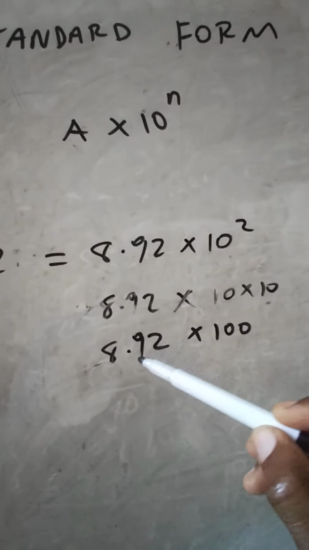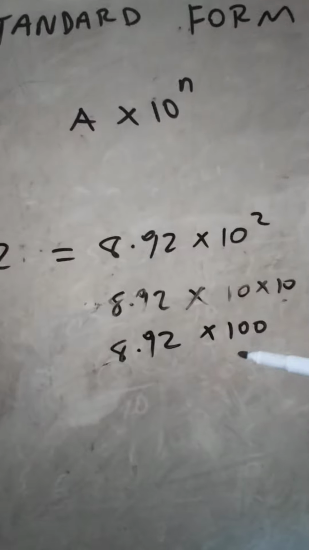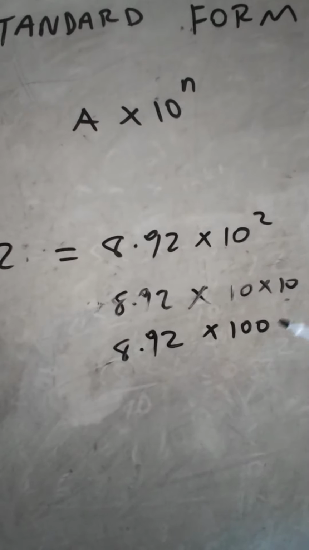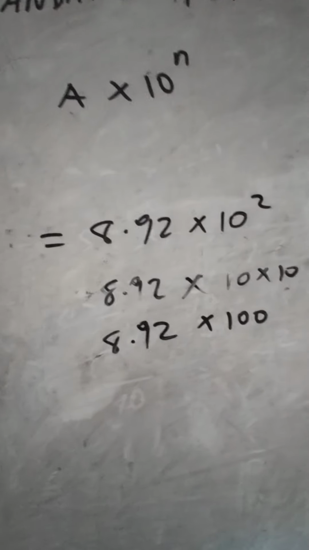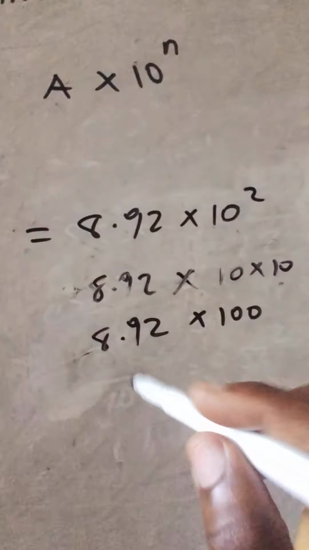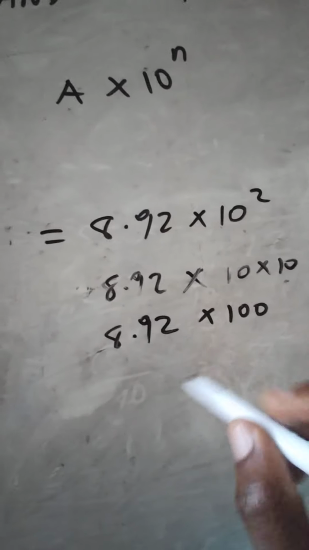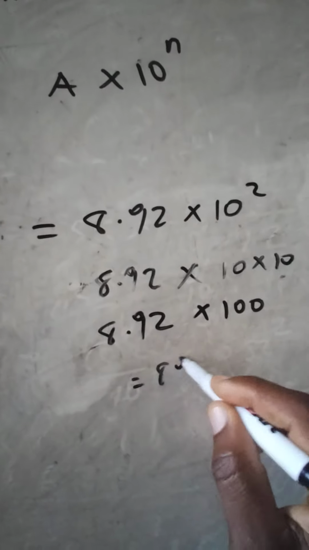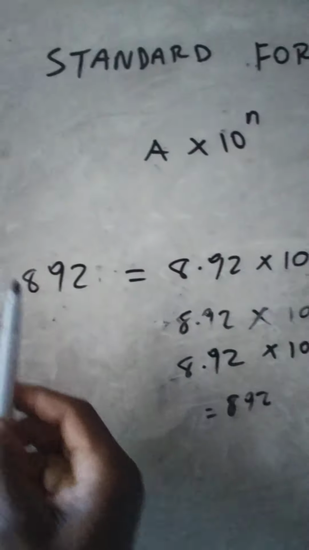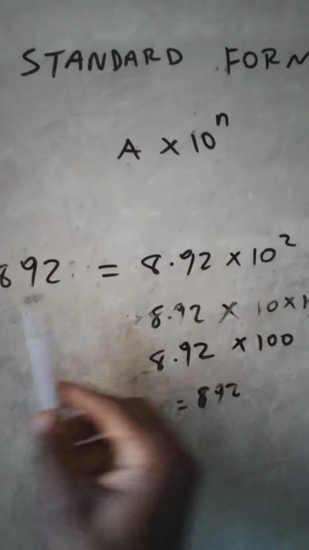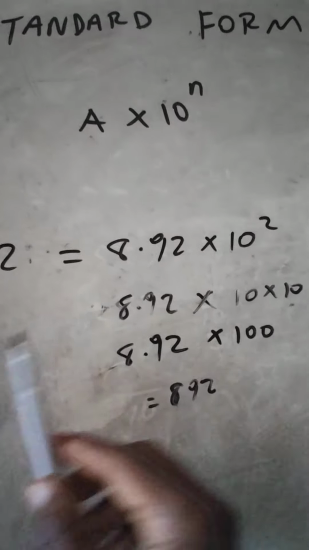If you are dividing, move it to the left by the number of zeros in that number. If it's a whole number, then you just add zeros to the end when you're multiplying by powers of 10. Okay, so we have 8.92 multiplied by 100. 1, 2. So the answer is going to be 892. I just worked this out to show you that it's equal. It's just a different way of writing it.